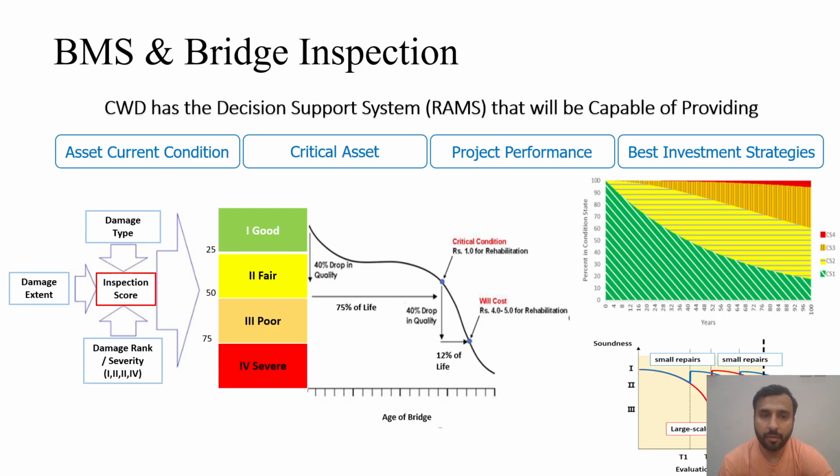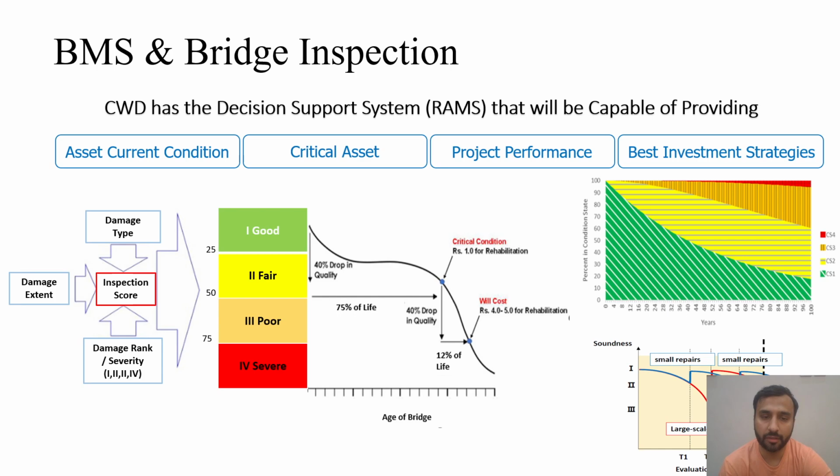So this is a brief about our BMS system, Bridge Management System, that C&W department is creating in collaboration with JICA. It will not only indicate the current condition of bridges, critical bridges that require imminent repairs on a priority basis, and also the bridges which are newly constructed, but this system will also help in tracking the project performance. And lastly, the system will also be capable of indicating the best investment strategies related to the bridge infrastructure.